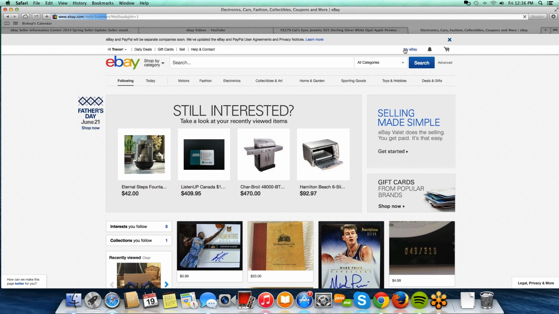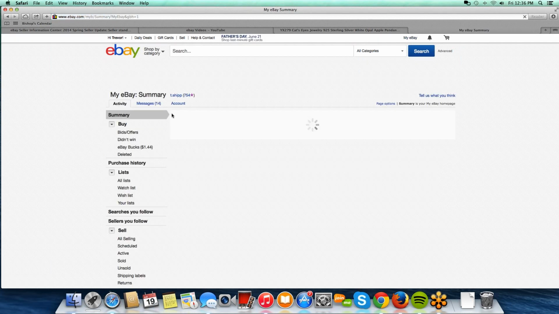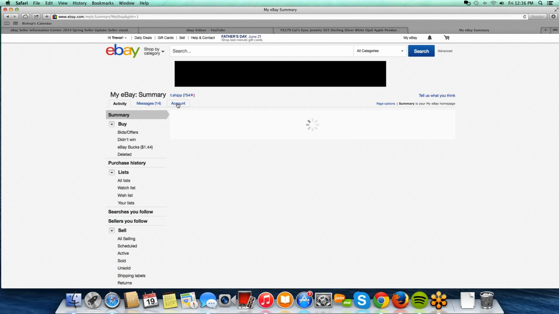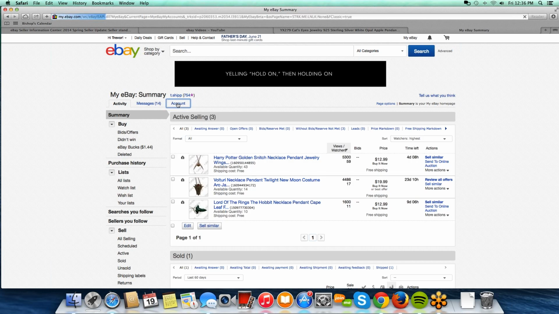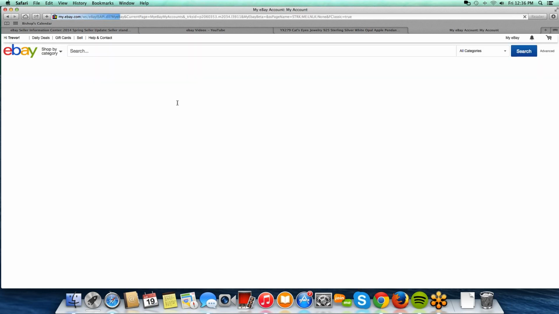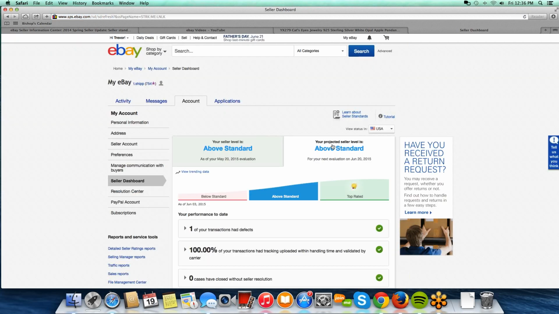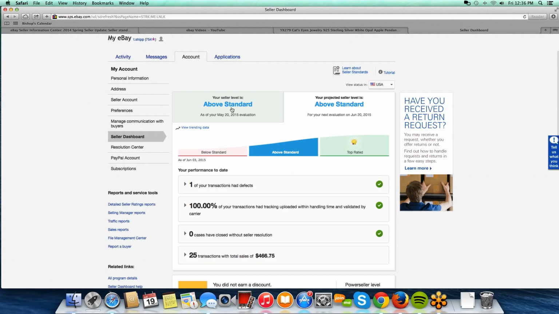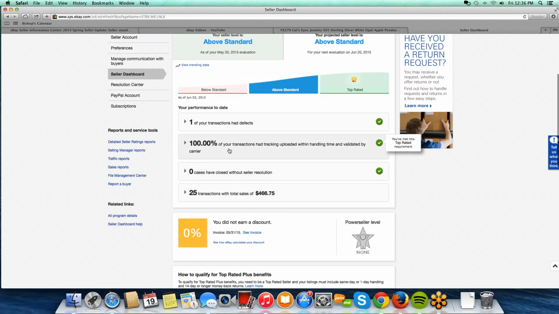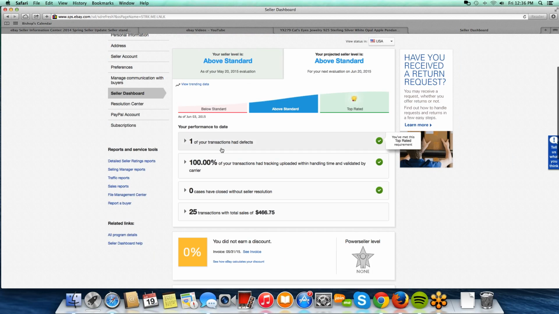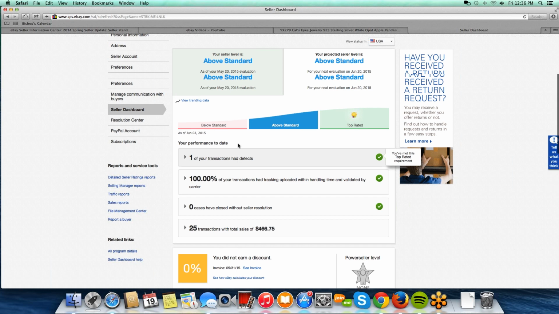Okay, so when you log into your eBay account, here's what you do. You go to your account section. In your My eBay section, you go to account. And there's a spot called your seller dashboard. It's this spot right here. So you're going to look for that, Myra, your seller dashboard. Under your seller dashboard, you can see what your defect rate is, okay? Whether you're above standard or below standard, you can learn about your defect rate in this section. So right there, one of your transactions had defects. That's what mine says right here.